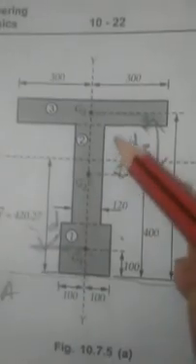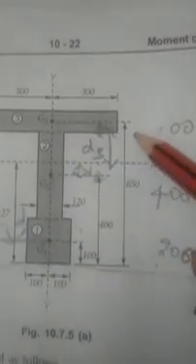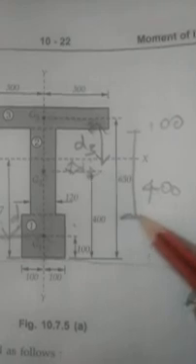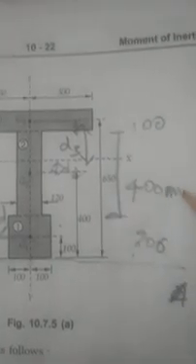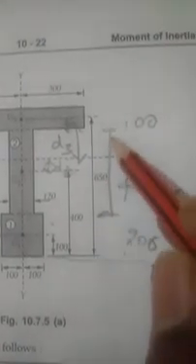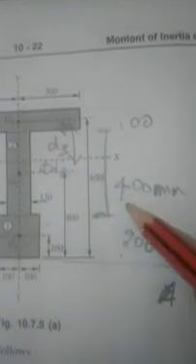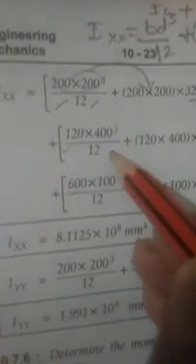The second one is this height from here to here, which is 400 mm. So d is this one, the depth, and the thickness is 120. So this is the b and this is the d. So 120 into 400 cube divided by 12. That's what is here: 120 into 400 cube divided by 12.